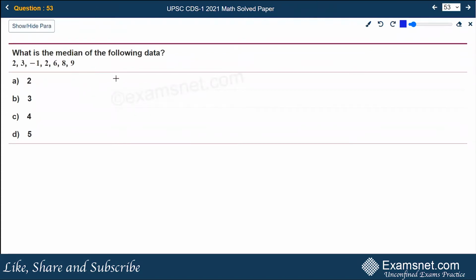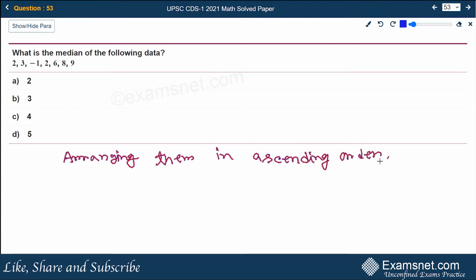In question number 53, we are given: what is the median of the following data? 2, 3, minus 1, 2, 6, 8, 9. So after arranging them in ascending order, we can write -1, 2, 2, 3, 6, 8, 9. There are 1, 2, 3, 4, 5, 6, 7. There are 7 terms, correct?